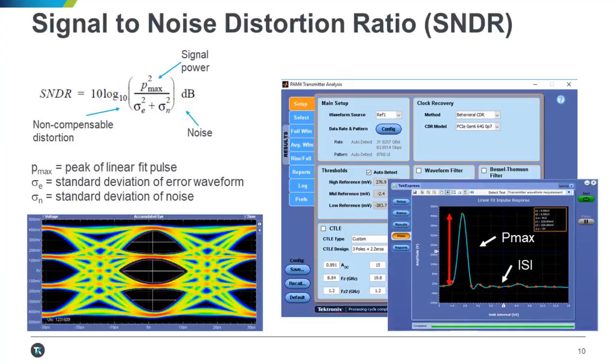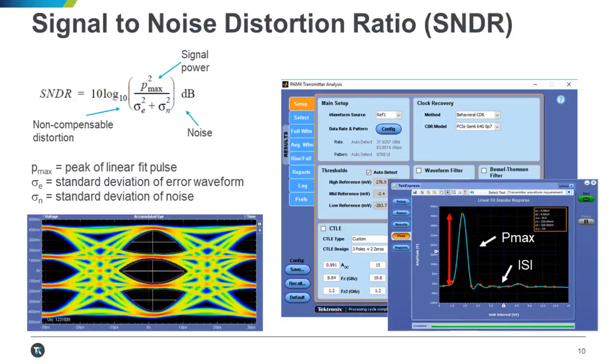All right, so now we'll get into the TX measurements that were highlighted. We'll start with SNDR. This is a topic of interest for many people. A lot of time was spent on this within the PCI-SIG, and I'm sure there'll be more work done on improving the measurement methodologies as we progress to the 1.0 specification and beyond for that base spec.